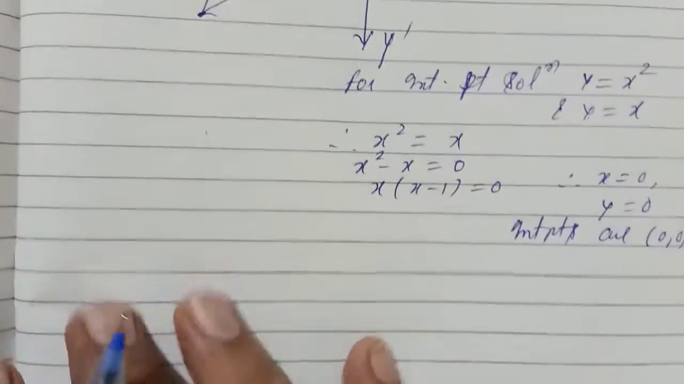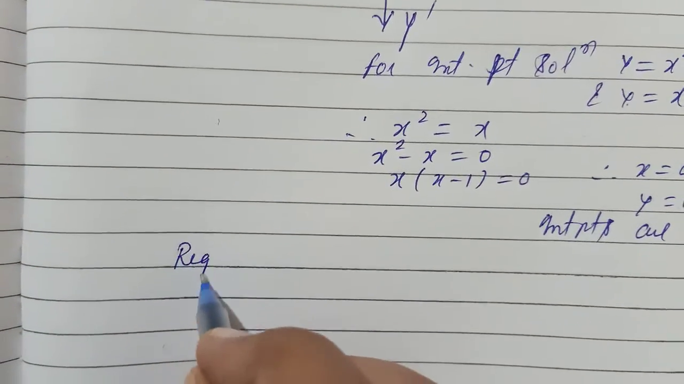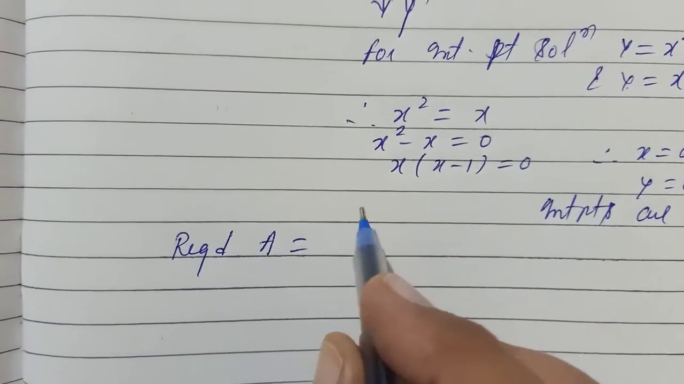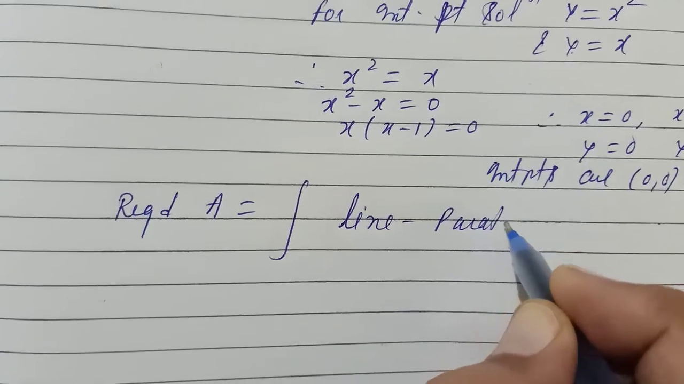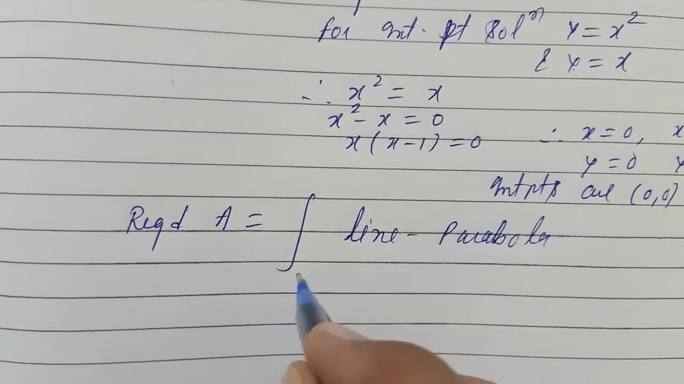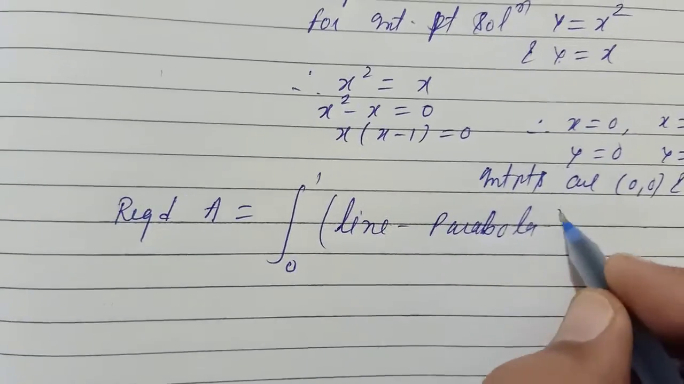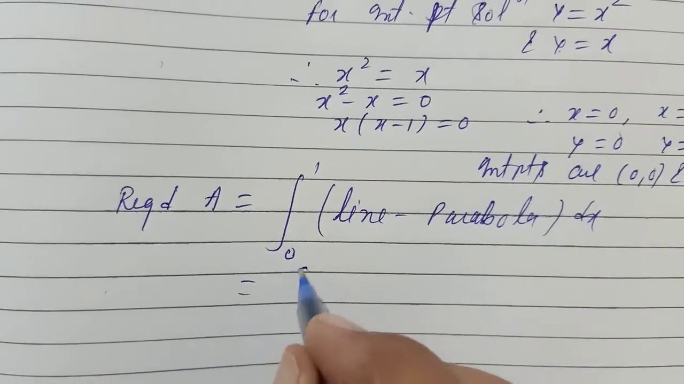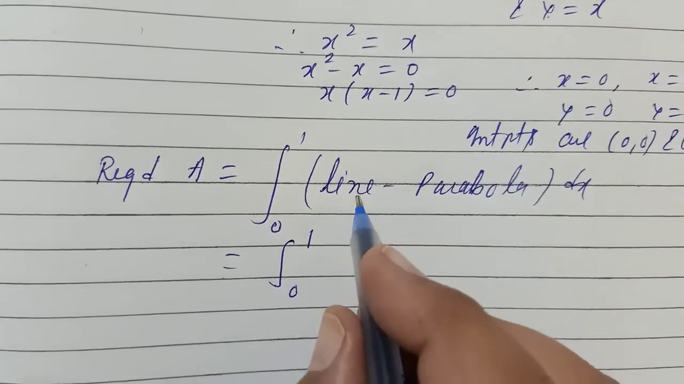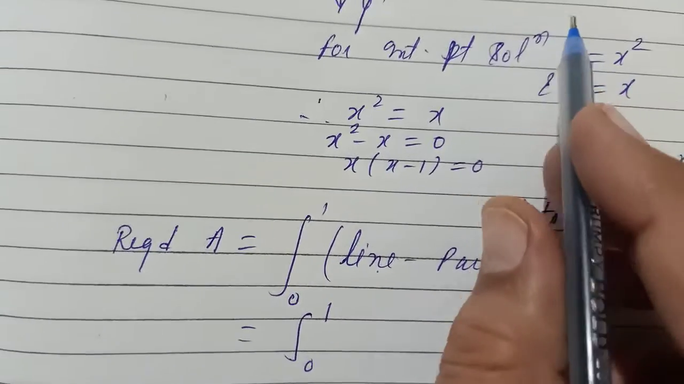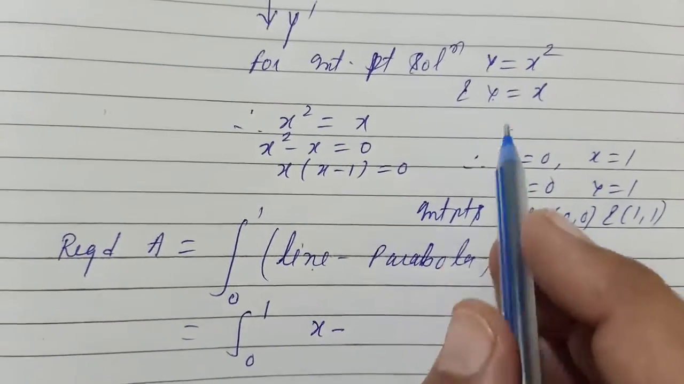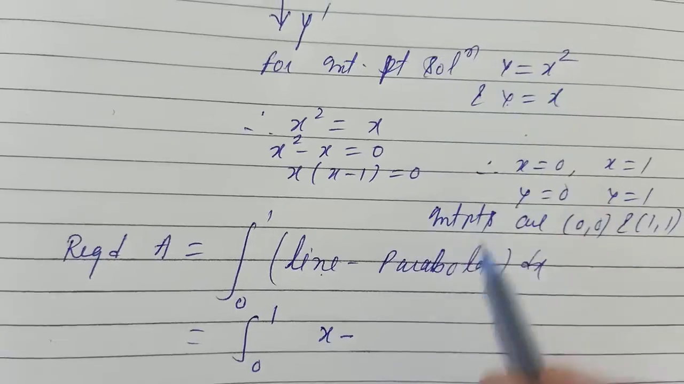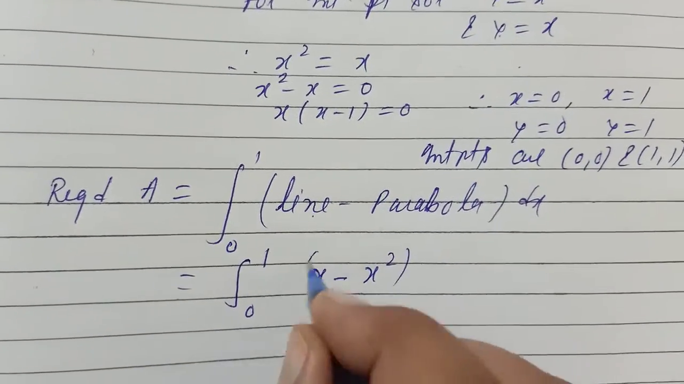So the required area equals line minus parabola. What are the limits? 0 to 1, dx. And from the line, what is the value of y? It is y equal to x. So x, and from the parabola y equal to x square, so x minus x square, dx.